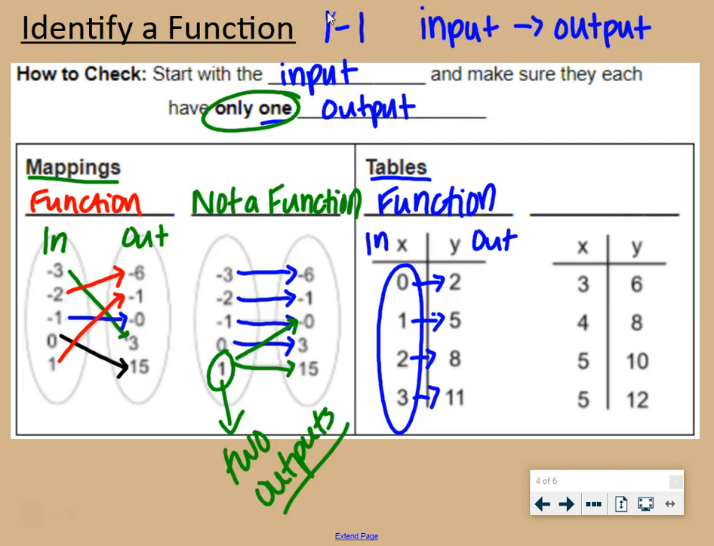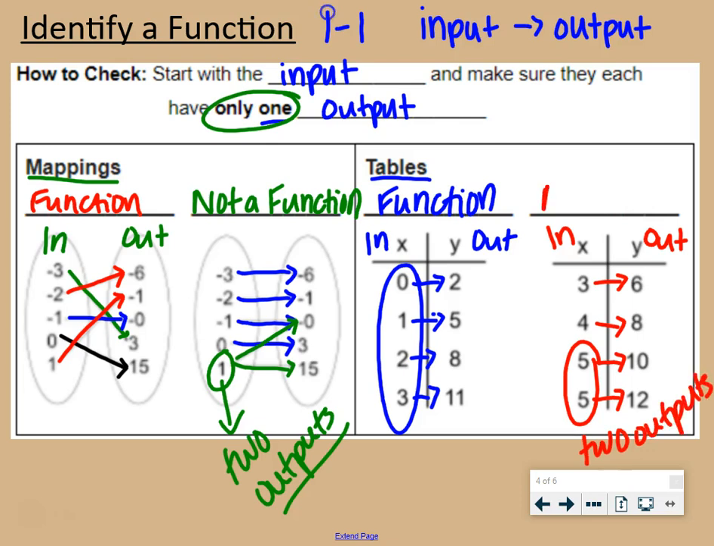Now let's look at our next table. Again, x is your input values, y is your output values. If we look, 3 has one output, 4 has one output, but here 5 is listed twice. It has an output of 10 and an output of 12. That means 5 has 2 outputs. You cannot have 2 outputs in a function. You can only have 1, which means this is not a function.